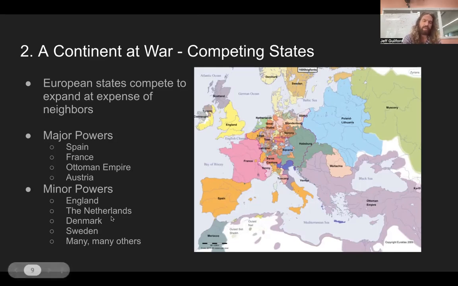And that includes a bunch of guys, but the 2 we want to keep our eyes on are England here and the Netherlands, with its capital of Amsterdam here. And the Netherlands can also sometimes be called the Dutch Empire, as we'll see later. So all of these states are fighting with each other for control, and it's as a result of their competitions that a lot of these wars break out.